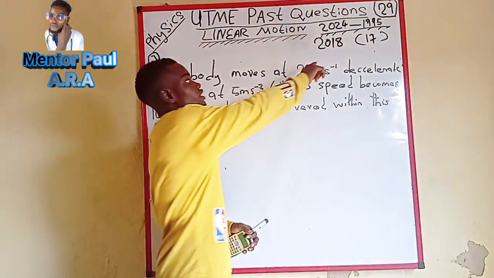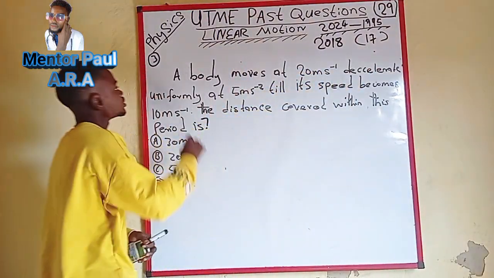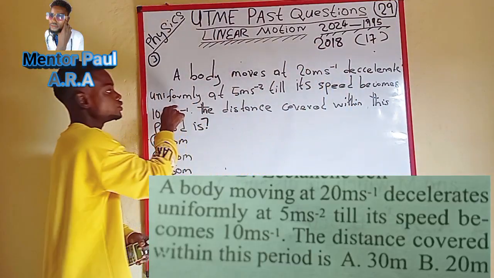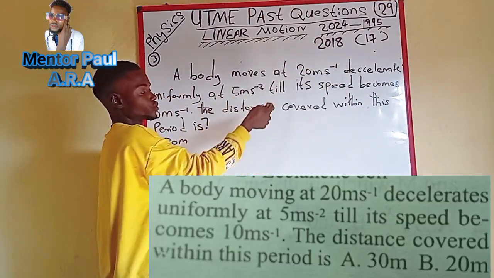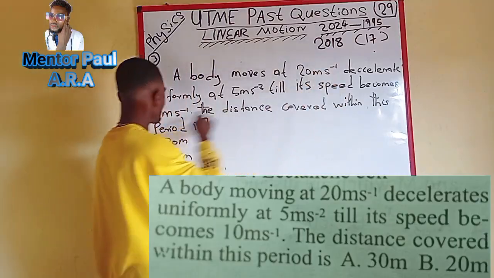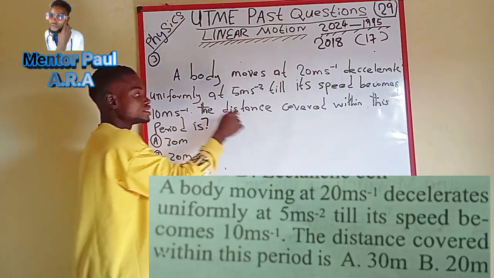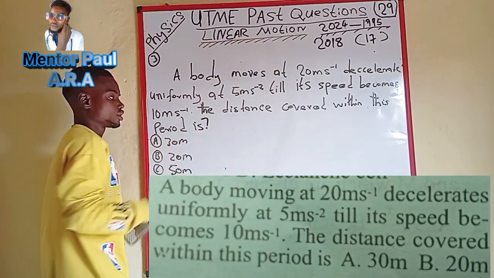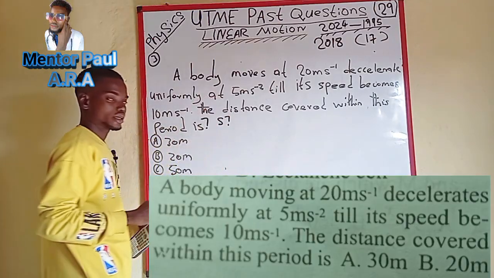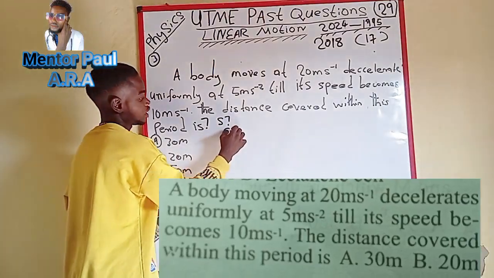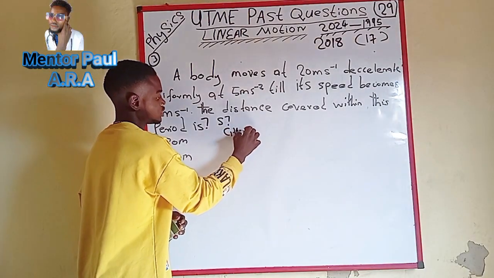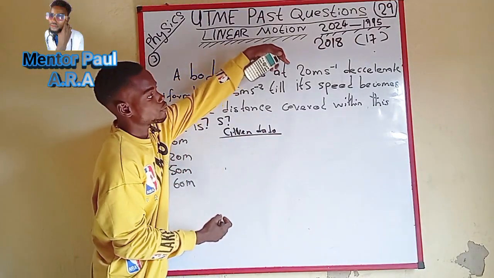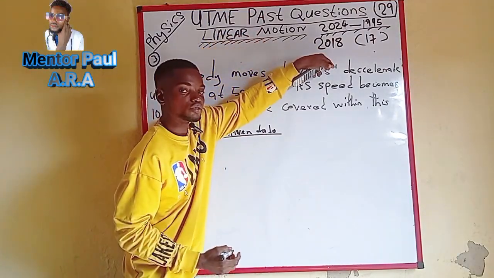The next question, back to the year 2018, the 17th question, says a body moves at 20 meters per second, decelerates uniformly at 5 meters per second squared till its speed becomes 10 meters per second. The distance covered within this period is, so we're looking for distance, which is represented as s. Now, analysis and solution: we are given data such as 20 meters per second, which is the velocity.